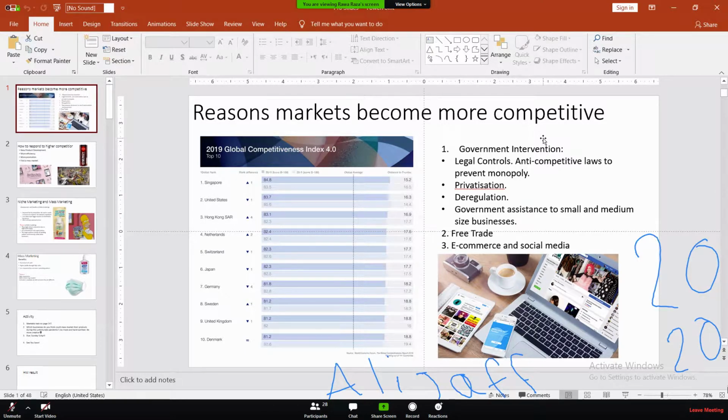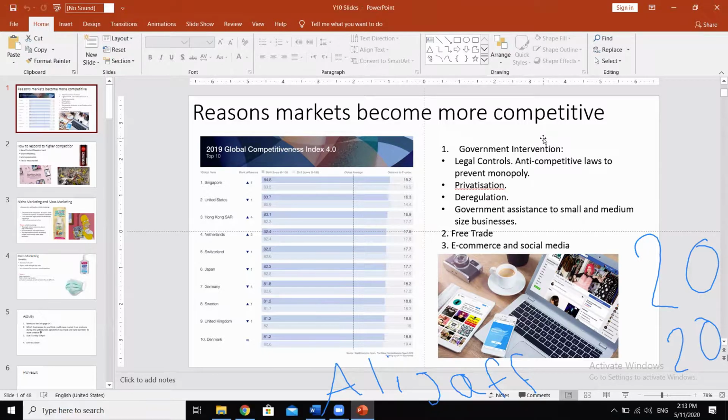Yeah, so we talked about why markets change. When I say why markets change, I mean why sales for businesses go up and down all the time. I said one of the reasons is price. Another reason is your competitors' price. Another reason was people's income changing.